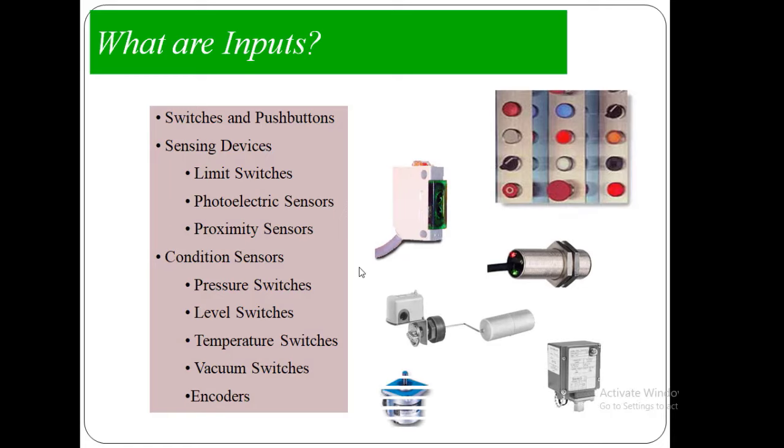Inputs are those things which we can connect at the input side of the PLC. It consists of push buttons, switches, sensors, and sensing. In sensors, there are a large field of sensors: limit switches, photo sensors, proximity sensors, and condition sensor, pressure switches, level switches, temperature switches, vacuum switches, encoders, and many other things that we can connect to the PLCs. These are the sensors. This is a sensor. This is a switch. These are the push buttons, and this is a DC motor. All these things can be connected to the input side of the PLC.